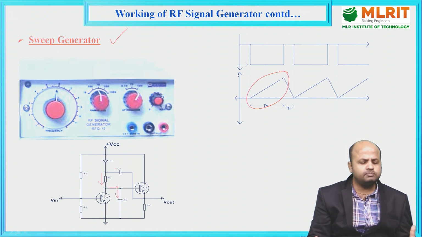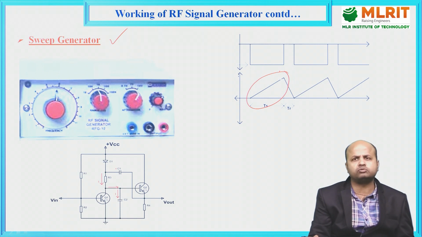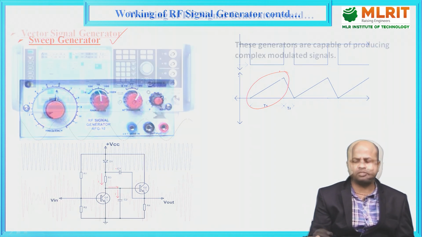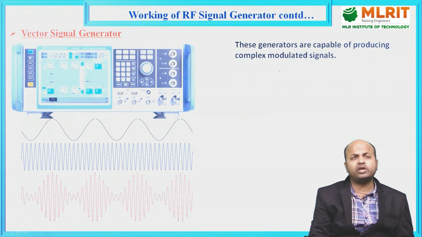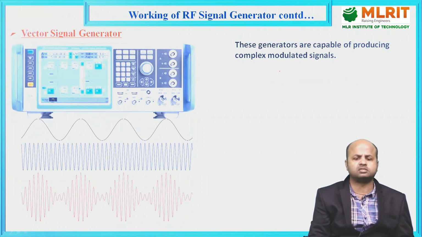Sweep generators are widely used in the CRO, TV and other communication systems. So it is also a type of RF signal generator. Already I have discussed the sweep generator in my previous video lectures. Now this is a vector signal generator. This is a very important component of the communication system.